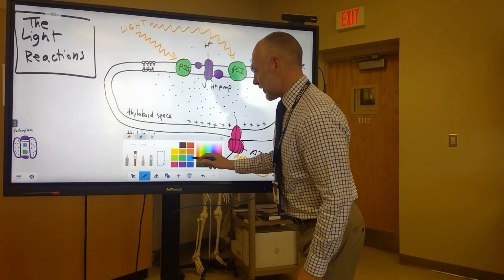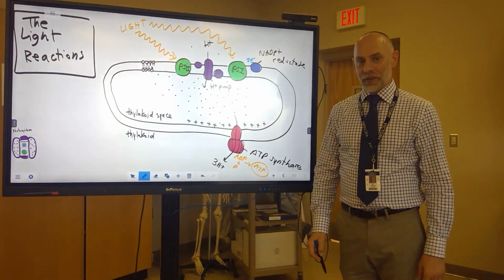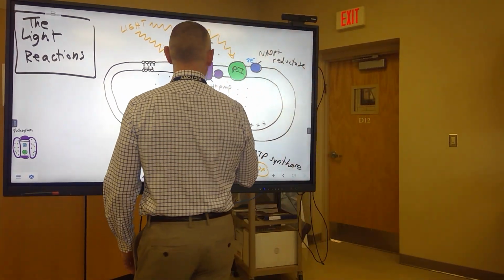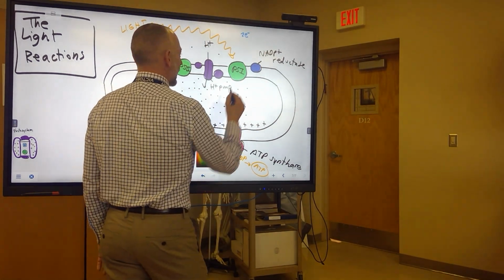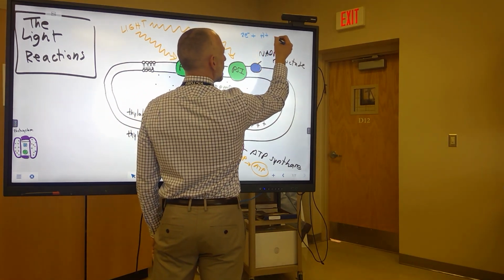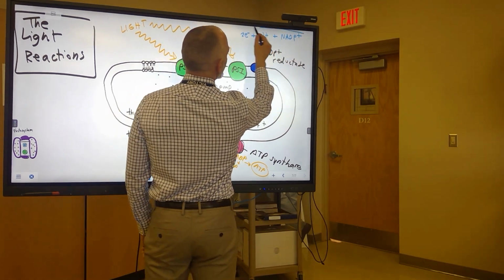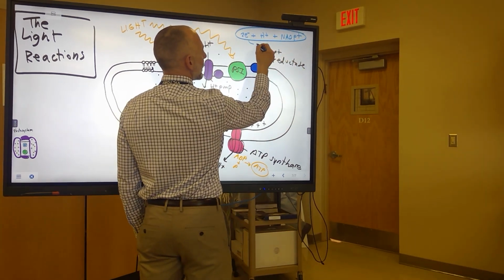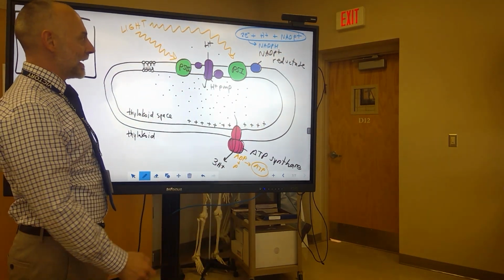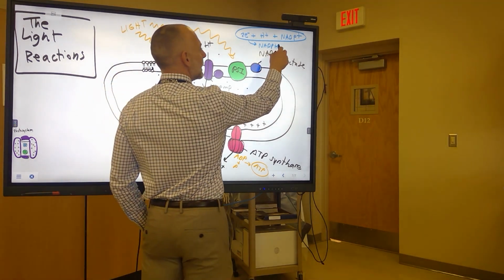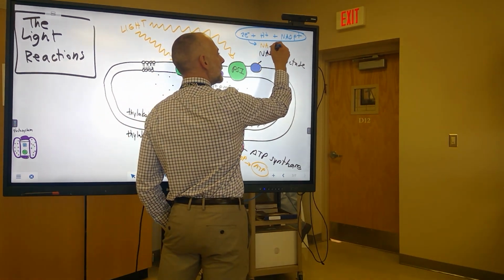If two electrons jump over onto this, they can accomplish something together. And in this process, these 2 electrons plus a proton plus NADP plus, these 3 substances together, when they join forces, can give me an NADPH. Let's make that orange because it has the energy from the sun. NADPH.